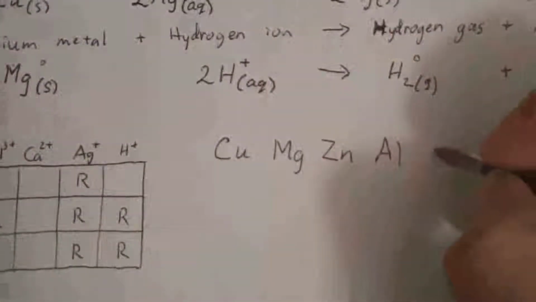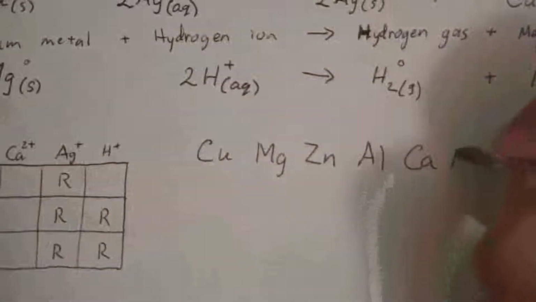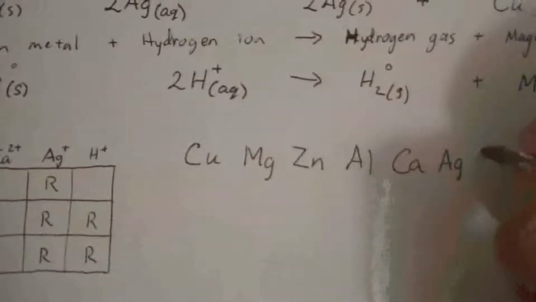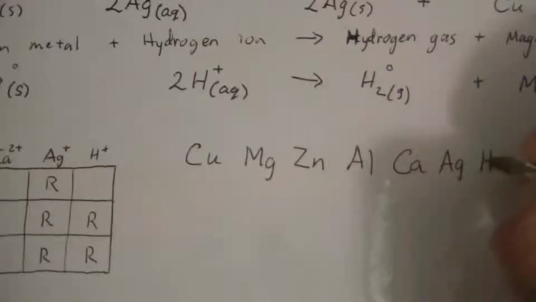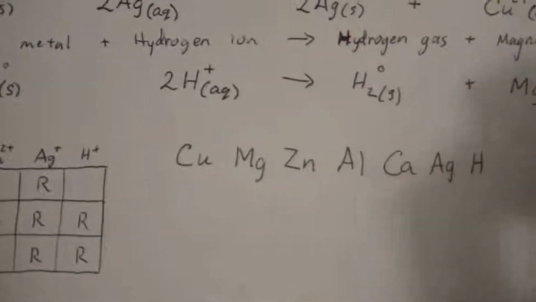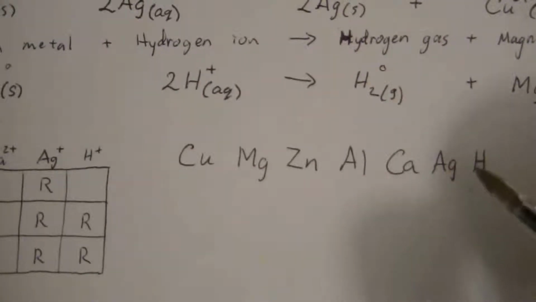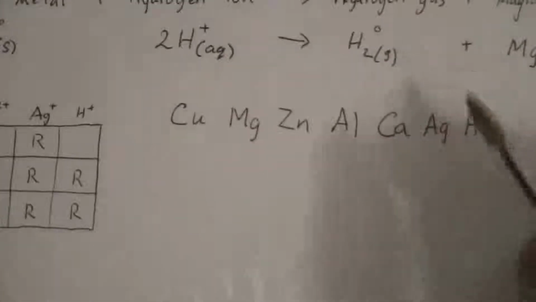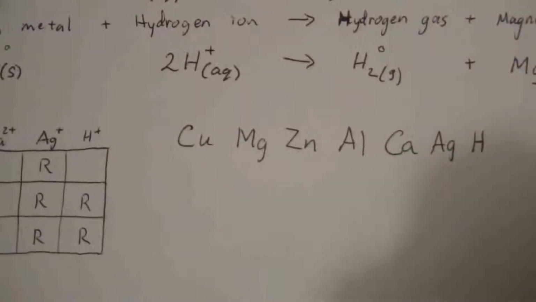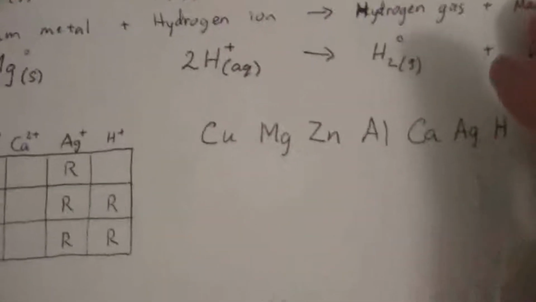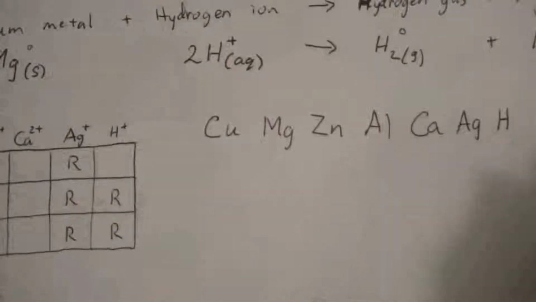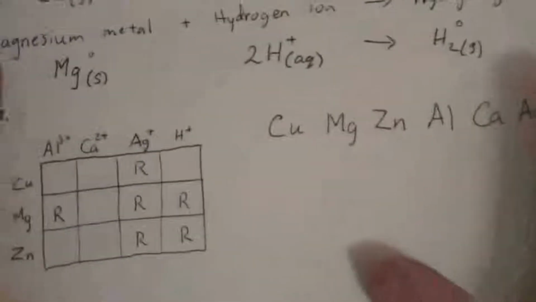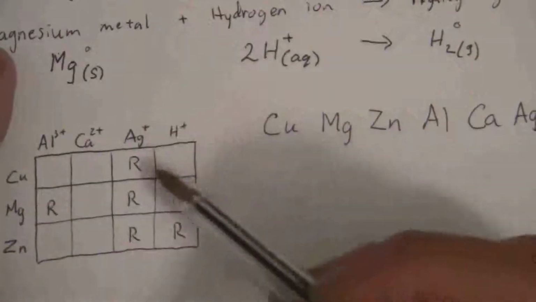So aluminum metal, not the aluminum ion, calcium metal, not the calcium ion, silver metal, not the silver ion, and the hydrogen as an element. We're looking at these. Okay, so we're just going to write H in our block, not H2. All right. So now the question is, what is the rank here?